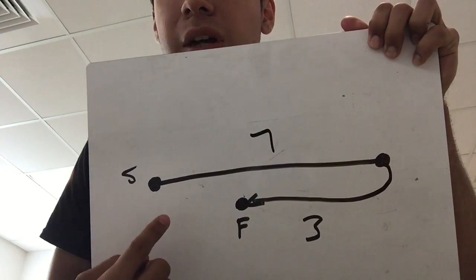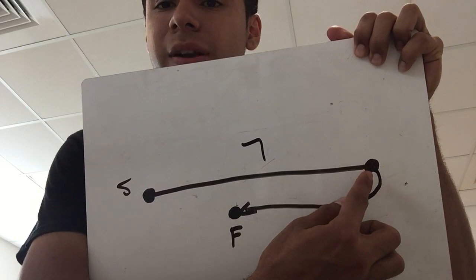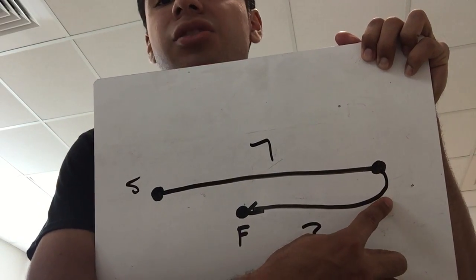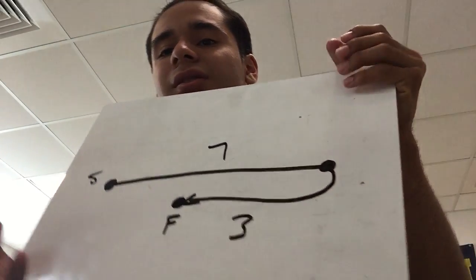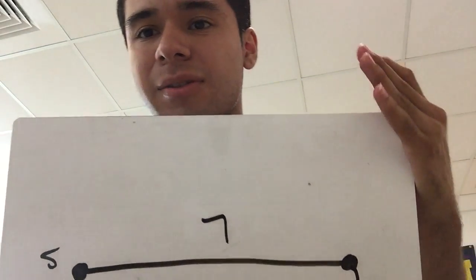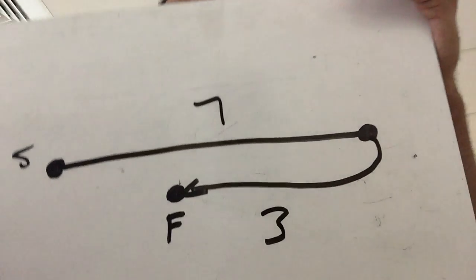So let's say you travel 7 miles, right? Then you backtrack 3 miles. What would be your distance? And what would be your displacement? Would they be the same? Would they be different? So take a look at that.